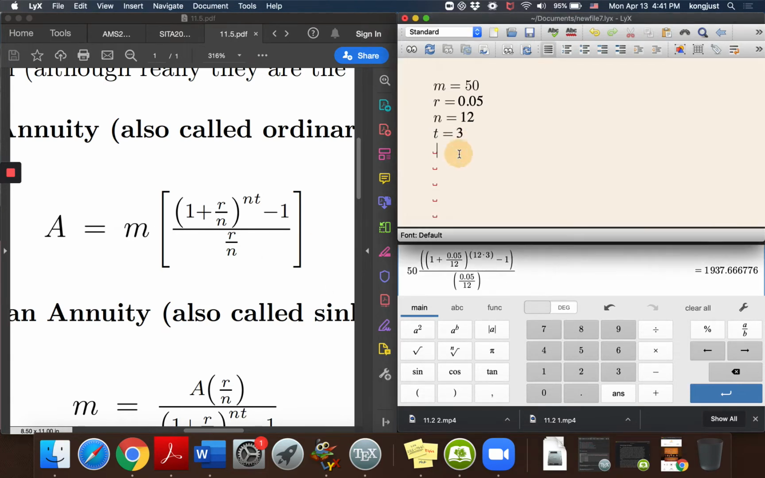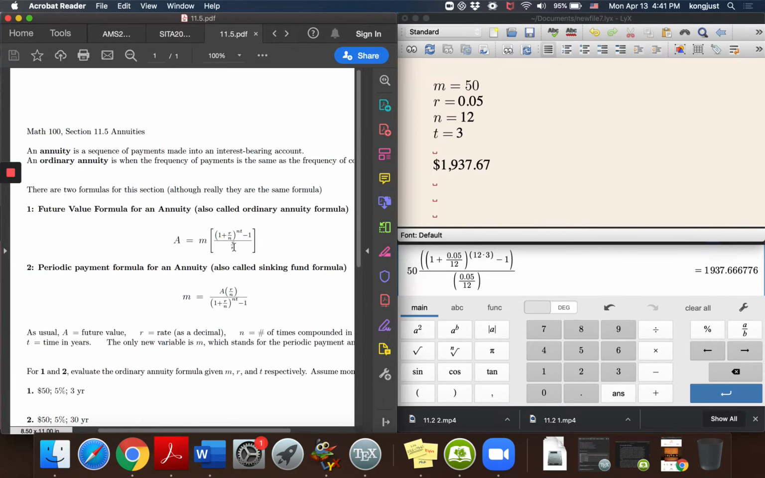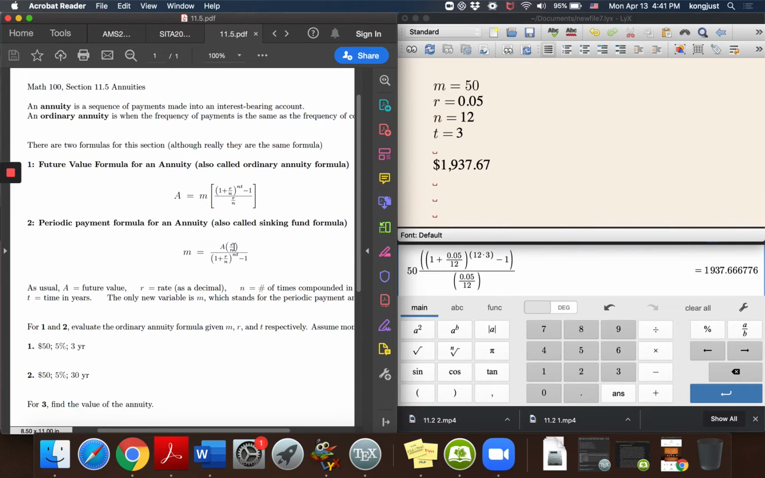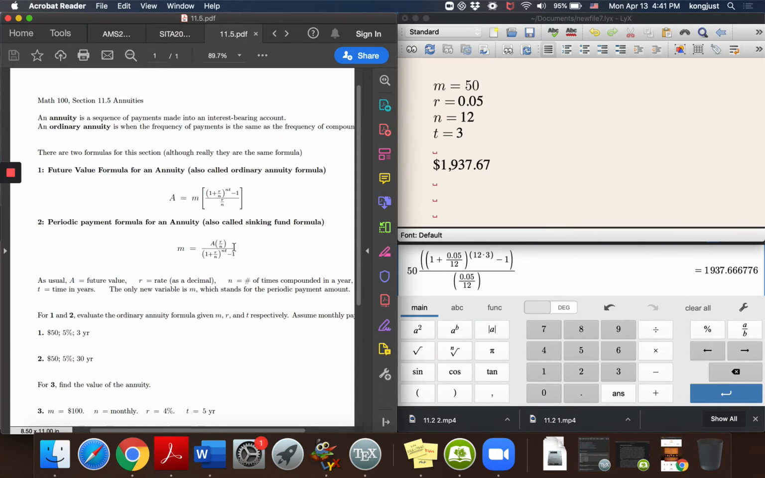All right, so what do I get? I get $1,937.67 to the nearest cent. Let's see, what did it ask us to round to? Was it nearest cents or dollars? Let's check. Oh, it actually didn't say. So since it didn't say, let's just assume cents. Okay, we'll go to the nearest cent. 1937.67.